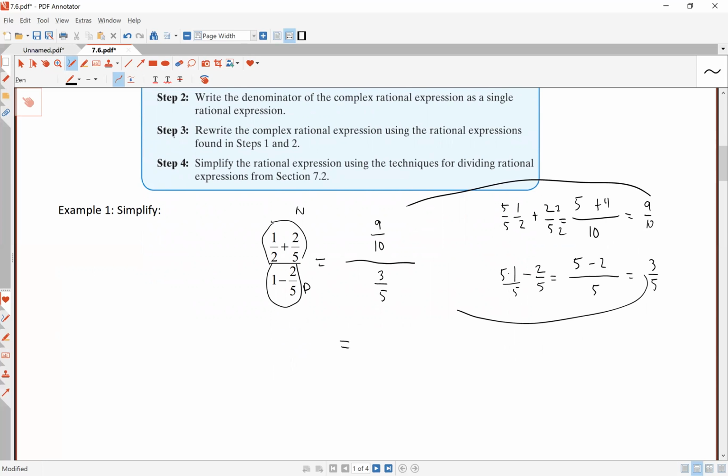So step 3 is to rewrite it using those. And step 4 is to simplify by using the techniques for dividing. Multiply by the reciprocal. The numerator stays the same. The denominator, we take the reciprocal. Now we simplify that rational expression. Divide top and bottom by 3. Divide top and bottom by 5. And we're left with 3 over 2.